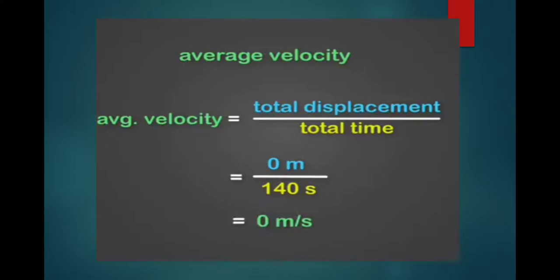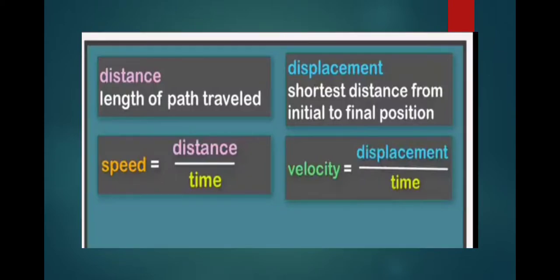Now let's look at average velocity. Similarly, it has a formula of total displacement by total time, but the total displacement here is 0. So that's right, your average velocity is 0 meter per second. Let's put speed and velocity on your concept board.